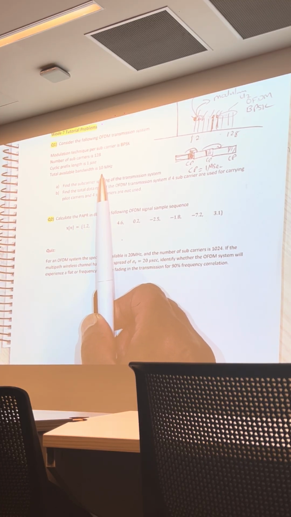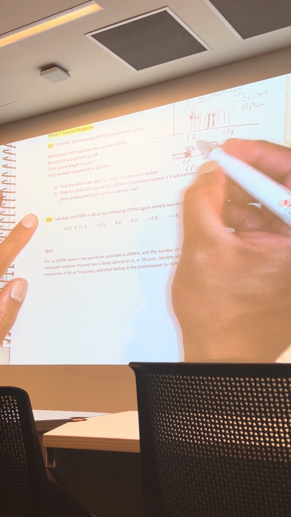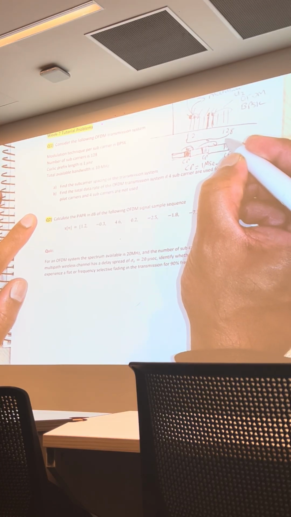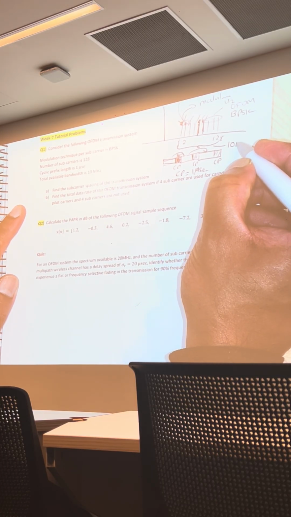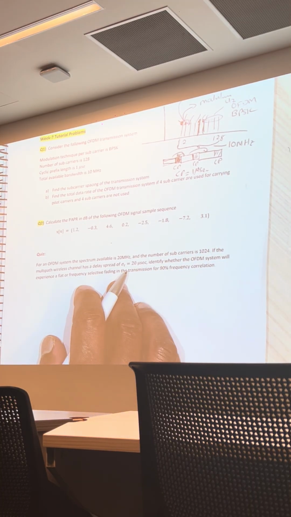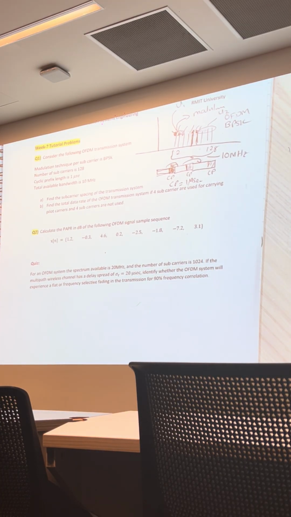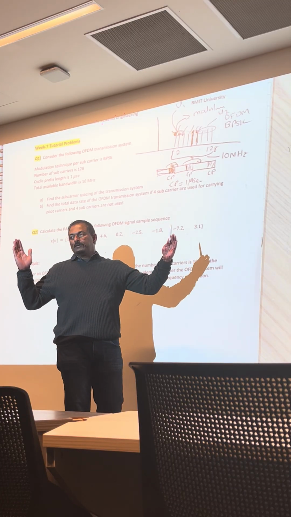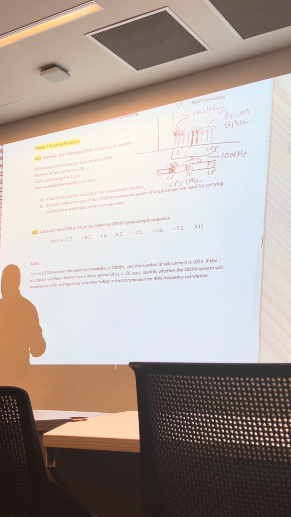The total available bandwidth is 10 megahertz. So the chunk of spectrum that's available for this system is 10 megahertz. What do we have? We have a 10 megahertz spectrum that uses OFDM of 128 subcarriers. So the 10 megahertz spectrum is split into 128 subcarriers. So that's your OFDM system, and we've been asked a couple of questions.